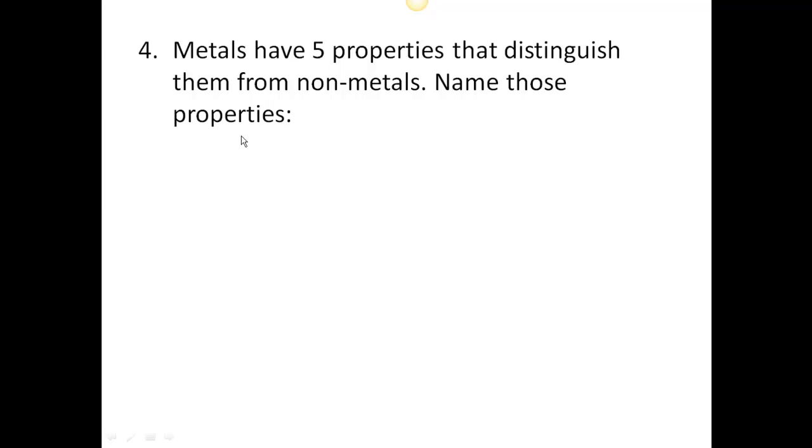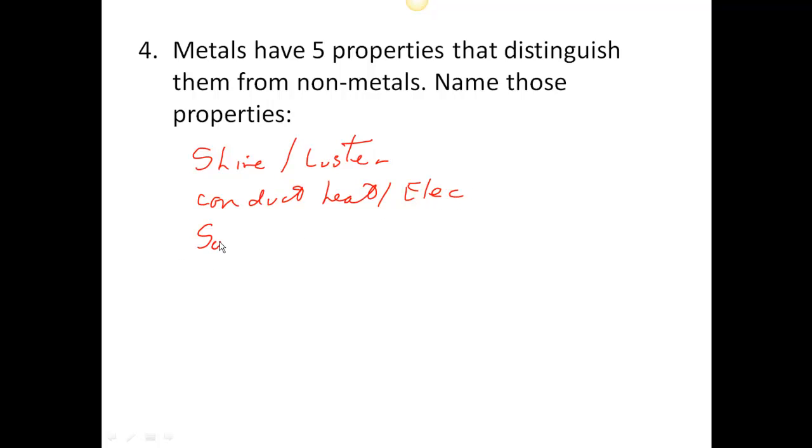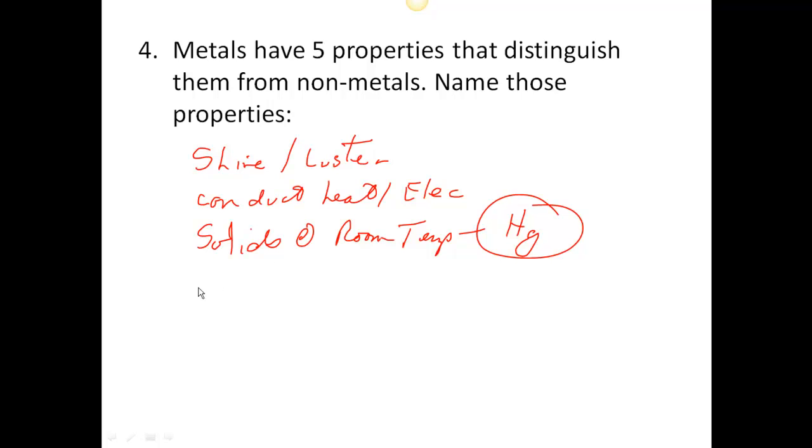All right. Metals have 5 properties that distinguish them from non-metals. So you should be able to say that metals have a shine to them, sometimes known as a luster. You should know that metals conduct heat and electricity. You should know that they are solids at room temperature with one exception, which is mercury. So you need to know that, because mercury is a liquid at room temperature.